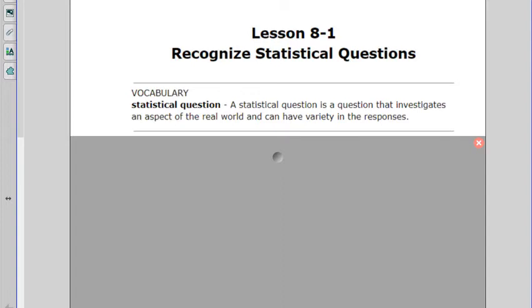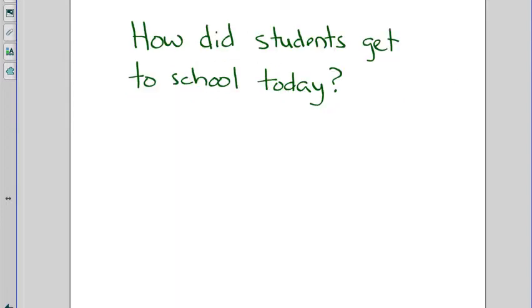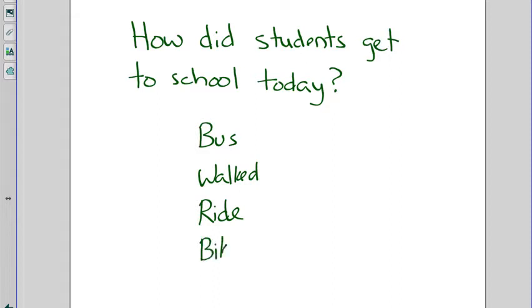For instance, if I asked all the kids in school how they got to school today, I would get more than one response. Some might respond, I got to school on the bus. Some may have walked, right? Some may have gotten a ride from a parent or somebody else. Some may have ridden a bike. Maybe they flew. Probably not, but maybe. So you could have more than one possible answer to this. And typically with a statistical question, you would ask lots of people and maybe take some tallies of how many did each kind of transportation.